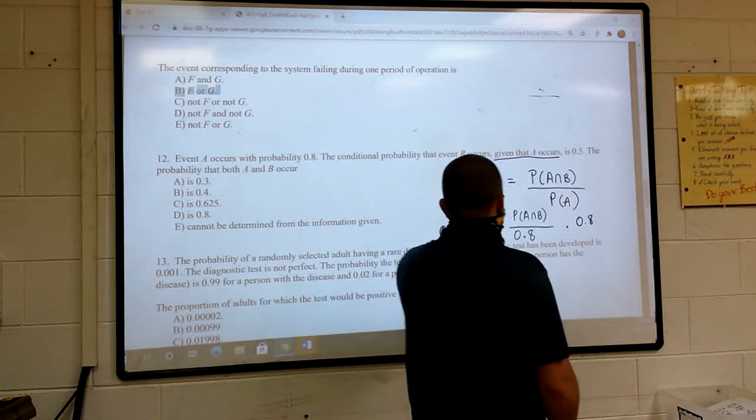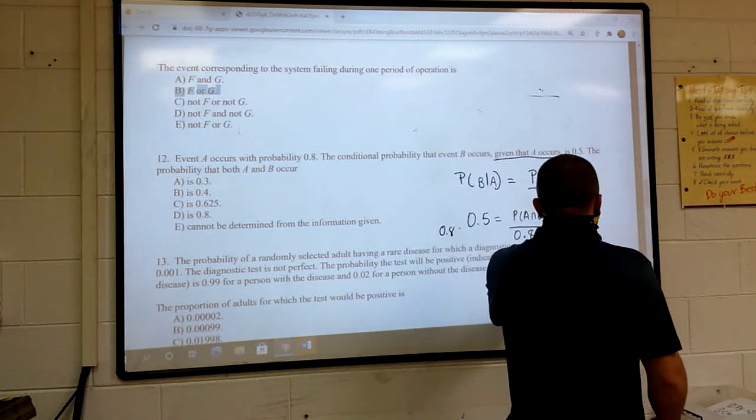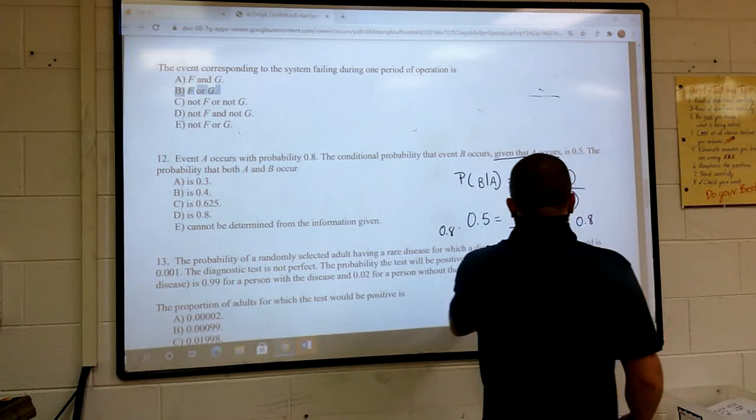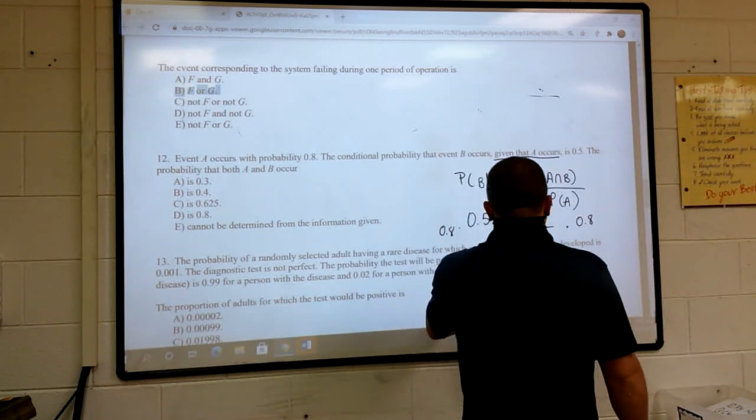So, the probability of A and B occurring is 0.8 times 0.5, and we know 8 times 5 is 40. So that's 0.4.